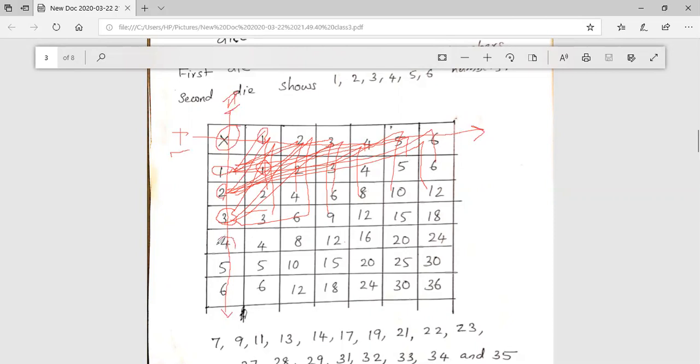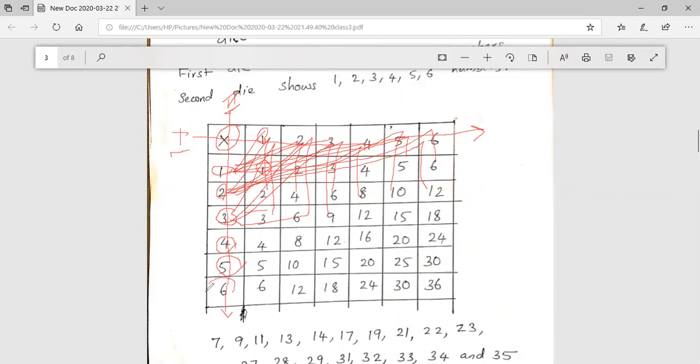Next one, 4 table. 4 times 1, 4. 4 times 2, 8. 4 times 3, 12. 4 times 4, 16. 4 times 5, 20. 4 times 6, 24. Next one, 5. 5 times 1, 5. 5 times 2, 10. 5 times 3, 15. 5 times 4, 20. 5 times 5, 25. 5 times 6, 30.